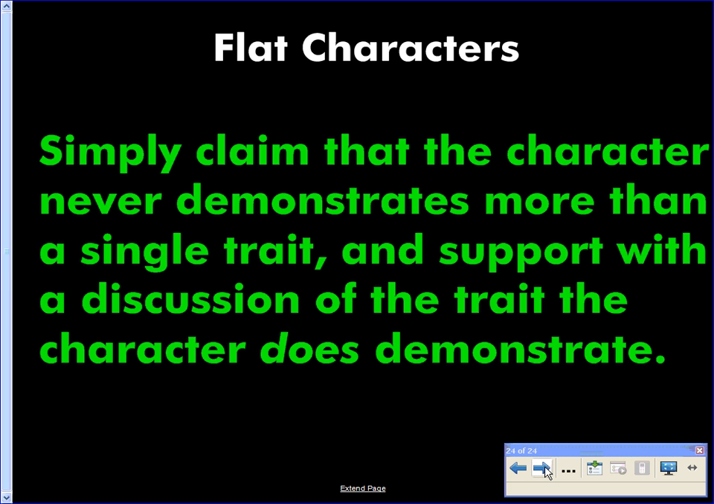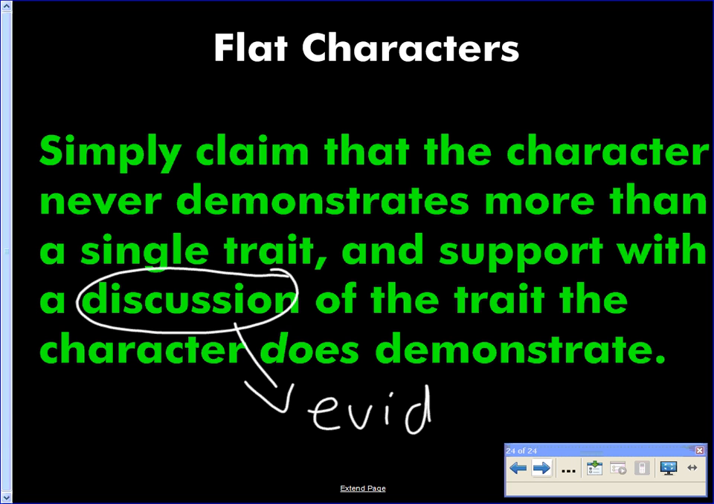But remember that this requires evidence, and that's where your specific details come in. 4 out of the 20 points on your analytical writing is evidence. So make sure that you have it.